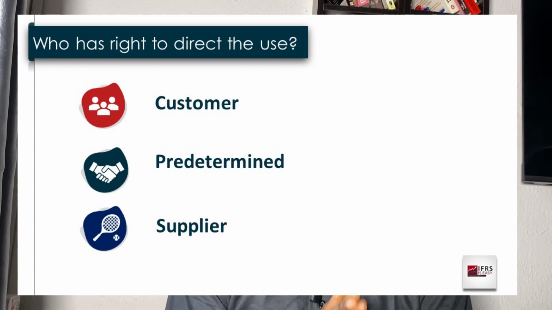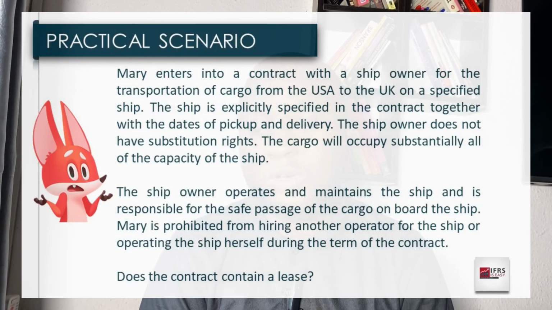Now let's look at this practical scenario. Mary enters into a contract with a ship owner for the transportation of cargo from the USA to the UK on a specified ship. The ship is explicitly specified in the contract, together with the dates of pickup and delivery. The ship owner does not have substitution rights. The cargo will occupy substantially all of the capacity of the ship. The ship owner operates and maintains the ship and is responsible for the safe passage of the cargo on board the ship. Mary is prohibited from hiring another operator for the ship or operating the ship herself during the time of the contract.